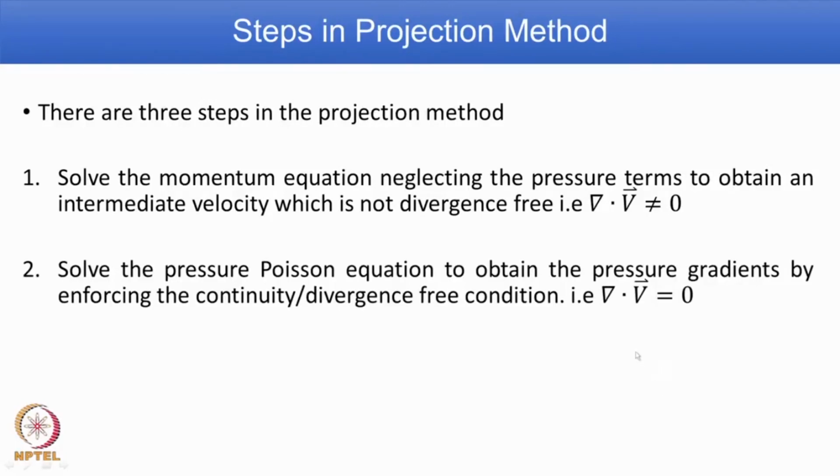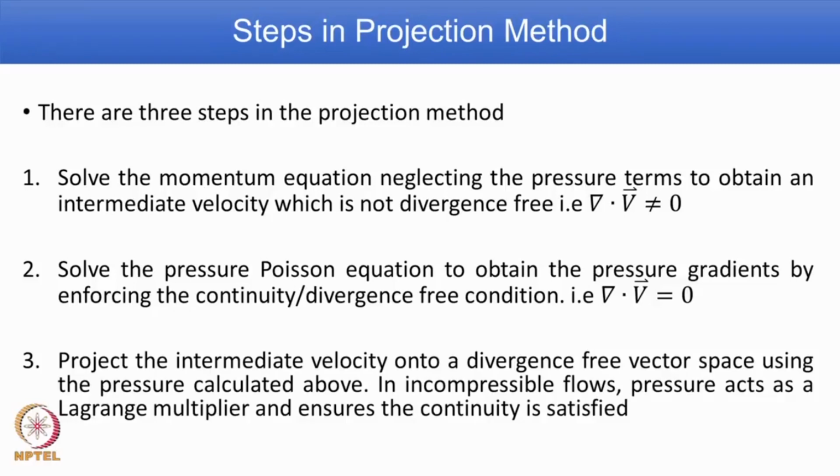Then you solve the pressure Poisson equation to obtain pressure gradient, enforcing continuity or divergence free condition, that is del dot v equal to 0. Project the intermediate velocity onto the divergence free vector space using the pressure calculated in the previous step, and in incompressible flows the pressure acts as a Lagrange multiplier and ensures continuity is satisfied. This is a step that involved in pressure velocity coupling.